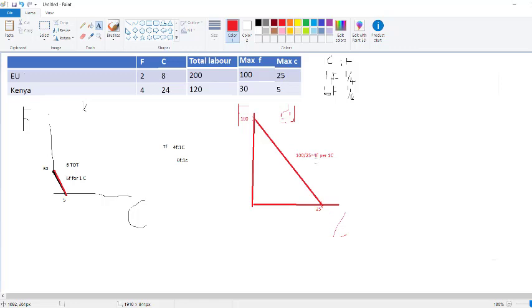So therefore, because the prices can neither be higher than 4 or less than 4, the terms of trade will be exactly the same as the pricing on the production side, which means again we would have a line coinciding with each other.